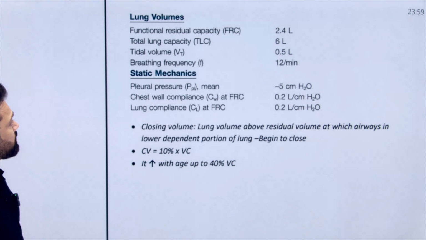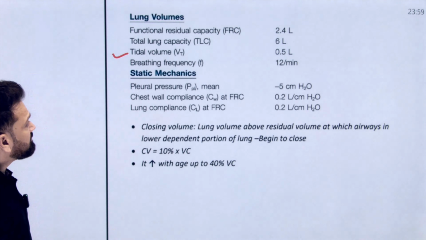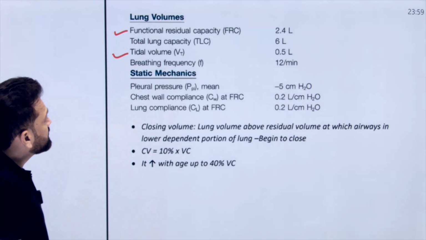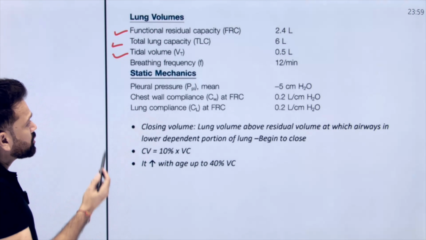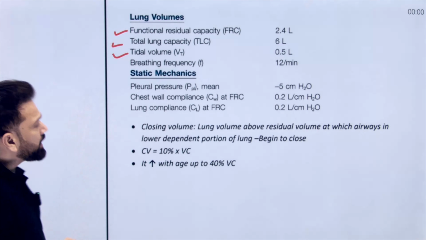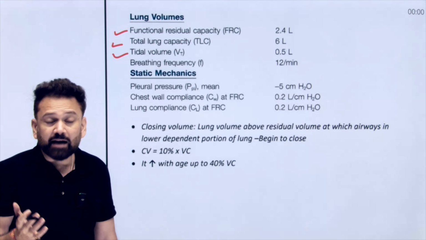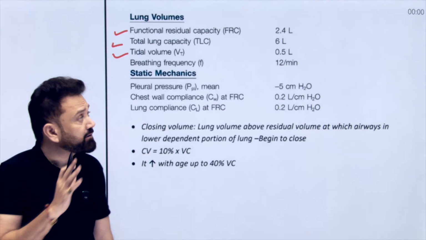So now, what are the normal volumes? Usually tidal volume is 0.5 liter, 500 ml. Usually FRC is 2.4 liter. Total lung capacity is 6 liter. Breathing frequency is around 12 to 16 per minute. These are the average values. It depends on body height, weight, ethnicity, gender. So it is not a constant value. I am just giving you an idea.